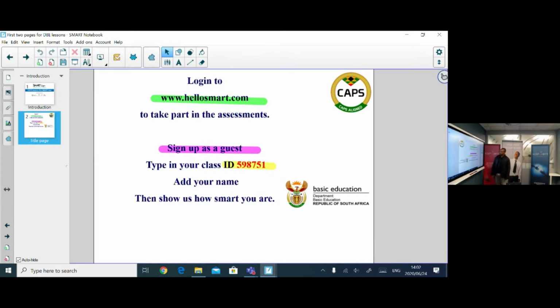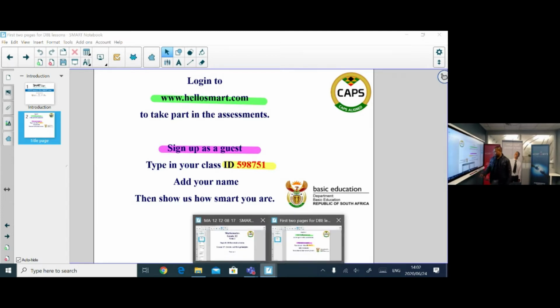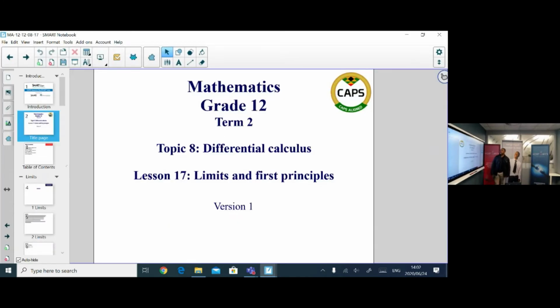We want to have a wonderful time in this session, and we would want you to understand better what calculus can do and how you can pass this in your final exam. With that, let's go right into the mix of things. We are looking at the topic of differential calculus.